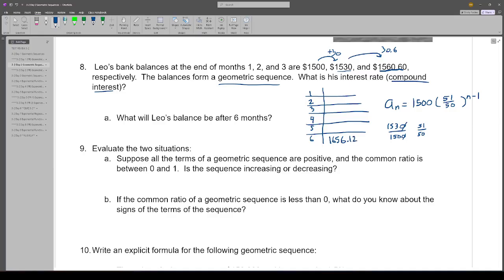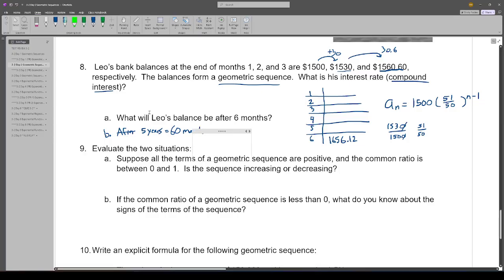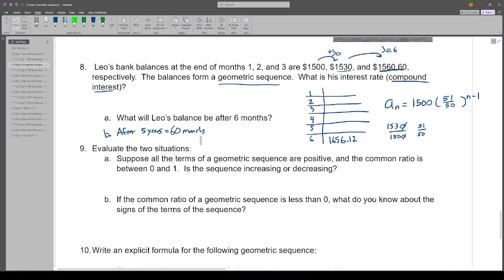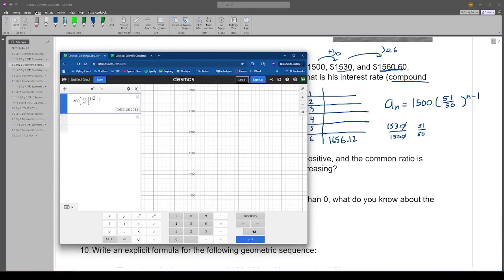So just out of curiosity, I'm going to add a B part here. What would it be after 5 years if we kept going at that interest rate every month? Then we know that our x value for 5 years, if we're compounding monthly, because it's going month 1, 2, 3, that would equal 60 months. So let's go back to Desmos and change our 6 to 60 and see what happens. So this would be after 5 years.